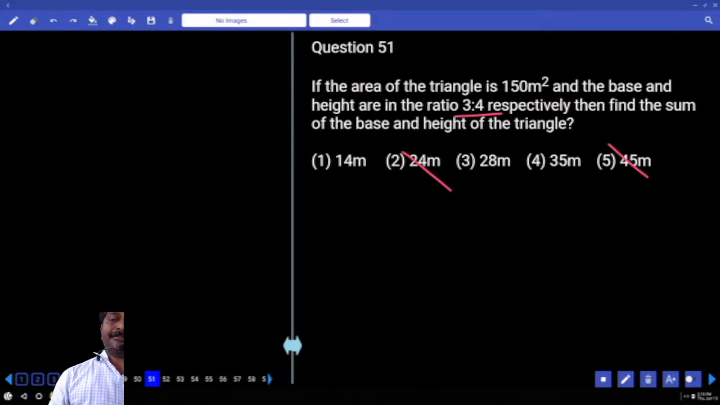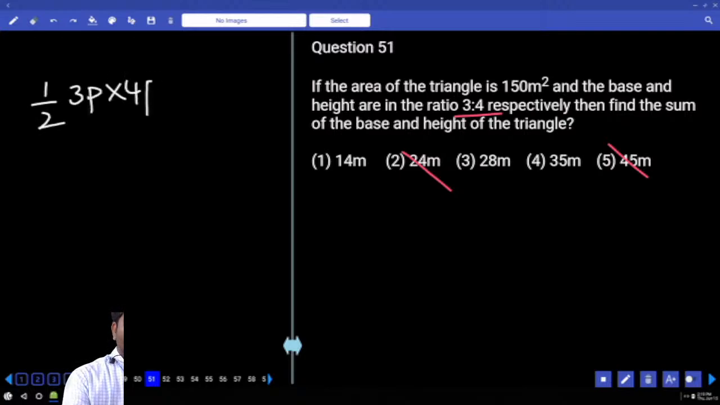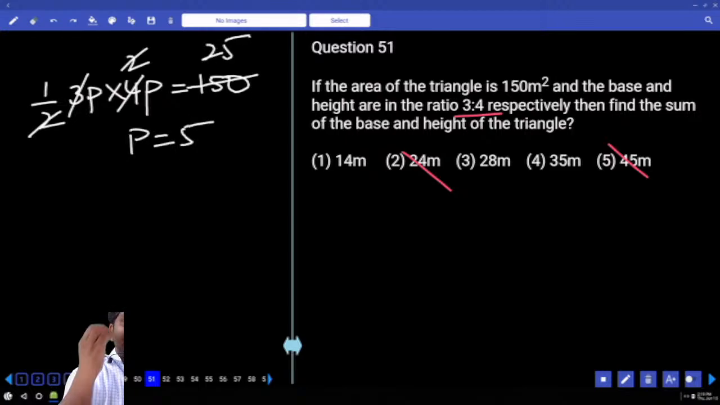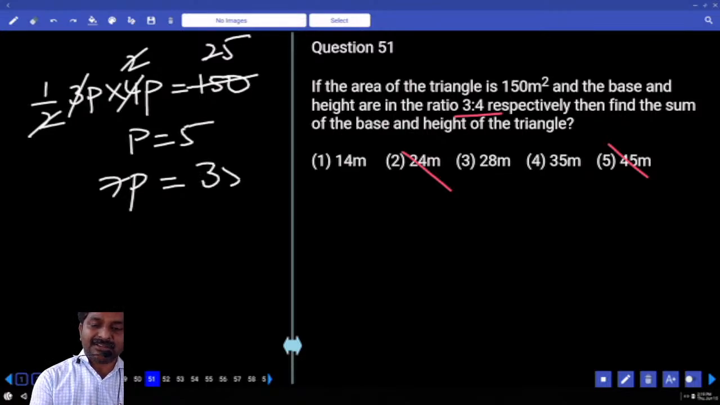Area of the triangle, half BH, half base into height is equal to 150. 2 times 6, 25 times. P square is equal to 25, P is equal to 5. Now the question is to identify sum of base and height, which is equal to 7 parts. Answer is 35.